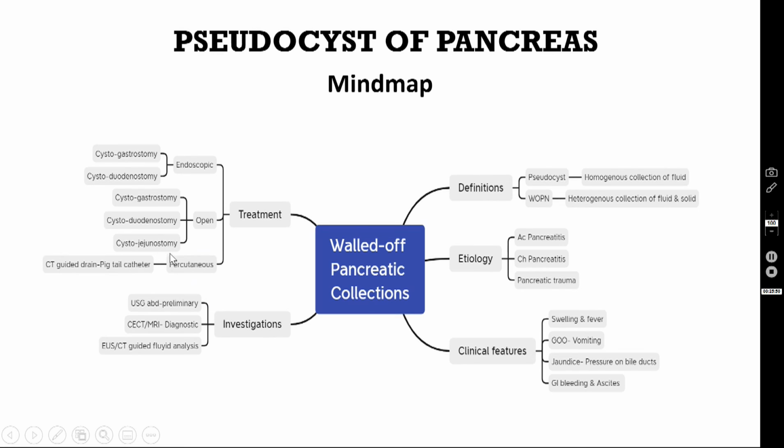You can also do percutaneous drainage, a CT guided drain. You can put a pigtail catheter, but it is better to do this only for the pseudocyst of the pancreas, where usually there won't be any connection between the cyst and the pancreatic duct. You should not do it for walled off pancreatic necrosis because that always has a connection with the pancreatic duct.